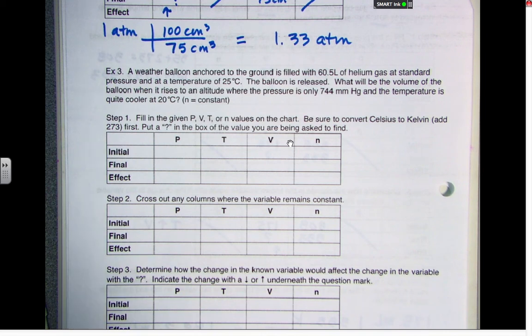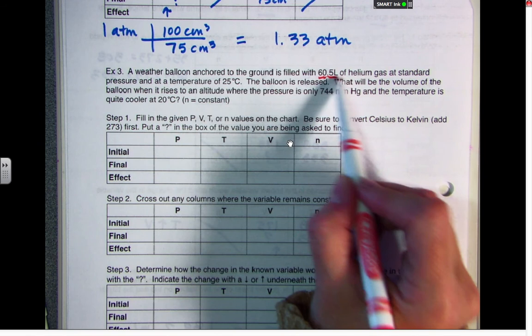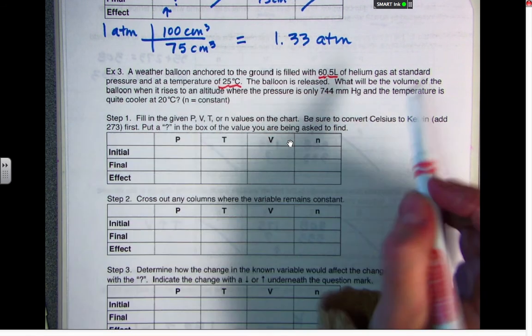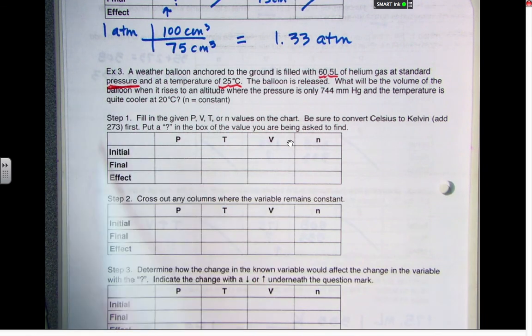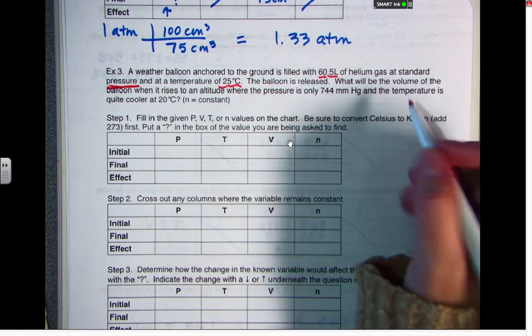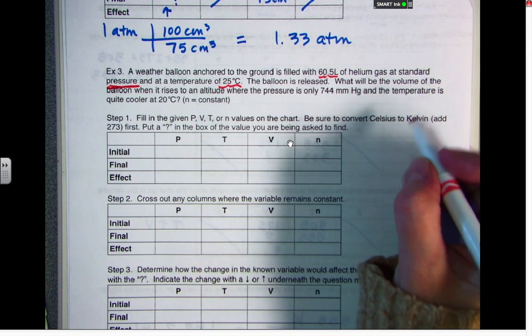So we are looking at volume, we're looking at temperature, and we are looking at pressure. So we have 3 things that we're working with this time, not just 2. So we're going to fill in the PVT or N values in the chart. Be sure to convert Celsius to Kelvin before you put it in the chart.